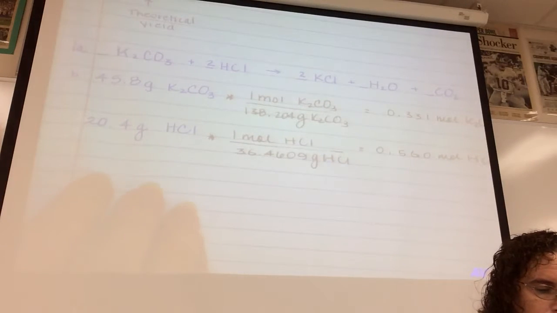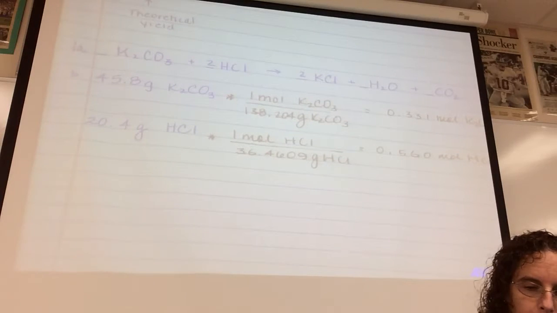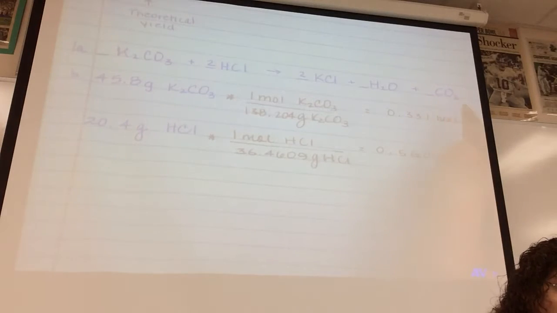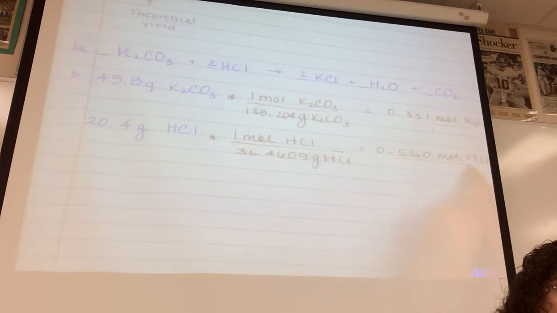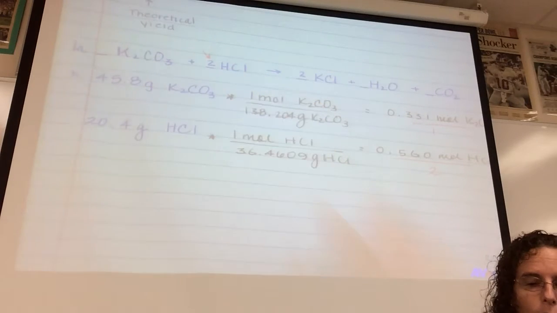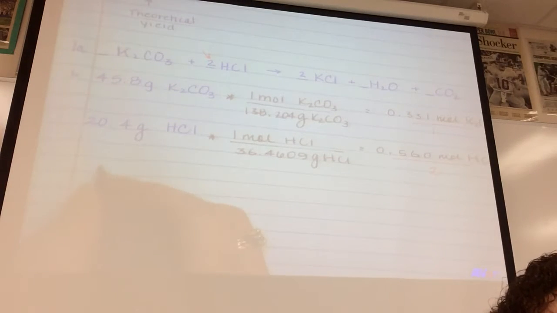But what else must I do before I determine the limiting reagent? Divide by the mole ratio. So divide by the coefficient. This you're going to divide by 1, so you'll get the same number out. This you're going to divide by 2 because of the stoichiometric coefficient here. And now you're going to make a comparison.